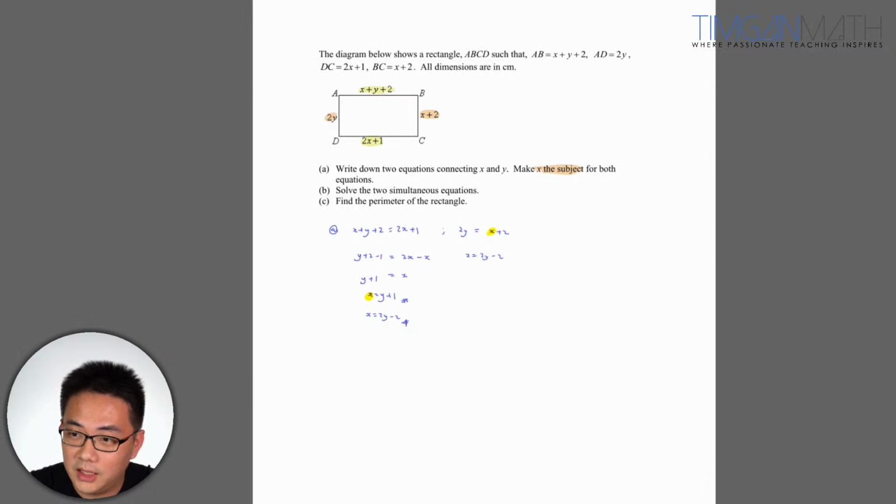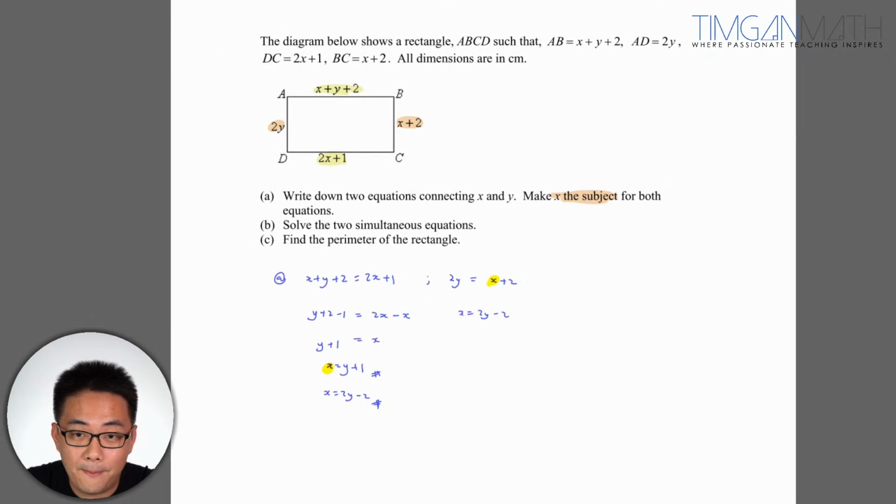For the first question, I think the answer wasn't complete. Write down two equations for x and y. You need two equations, right? Not just one. Let's look at the subsequent one. Let's look at part B.